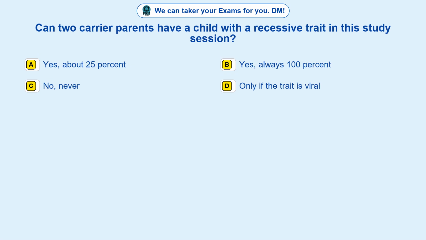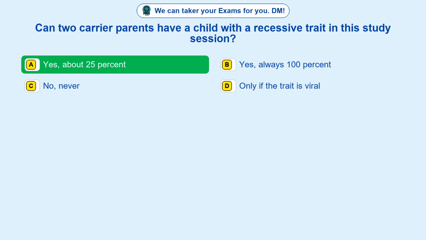Question 11. Can two carrier parents have a child with a recessive trait in this study session? Option A. Yes, about 25%. Option B. Yes, always 100%. Option C. No, never. Option D. Only if the trait is viral. The correct answer is option A.